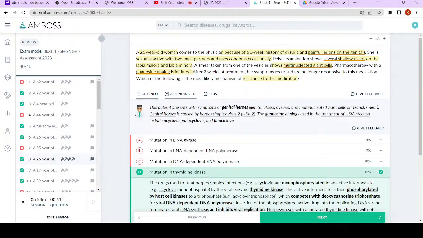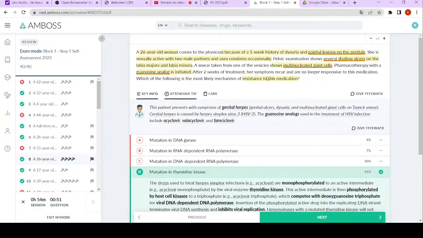A 26-year-old woman comes to the physician because of a 1 week history of dysuria and painful lesions of the genitals. She is sexually active with 2 male partners and uses condoms occasionally. Pelvic examination shows several shallow ulcers on the labia majora and labia minora. A smear taken from the vesicles shows multinucleate giant cells. Pharmacotherapy with a guanosine analog is initiated. After 2 weeks of treatment, her symptoms recur and are no longer responsive to this medication. Which of the following is the most likely mechanism of resistance to this medication?